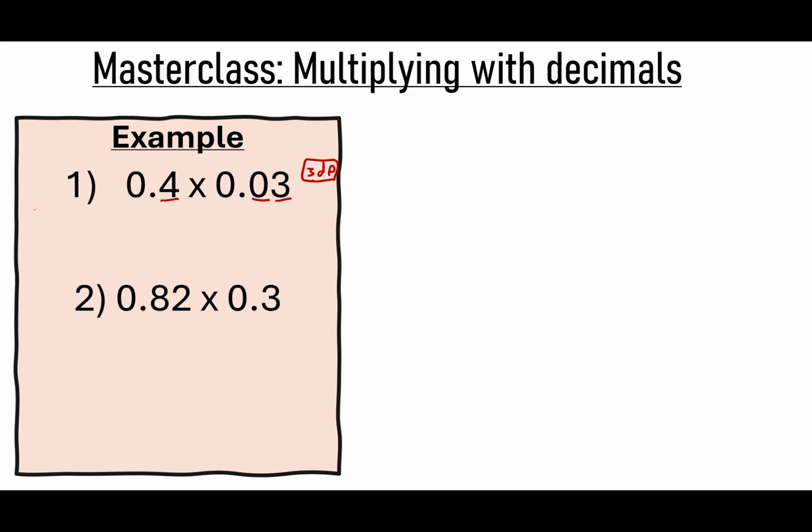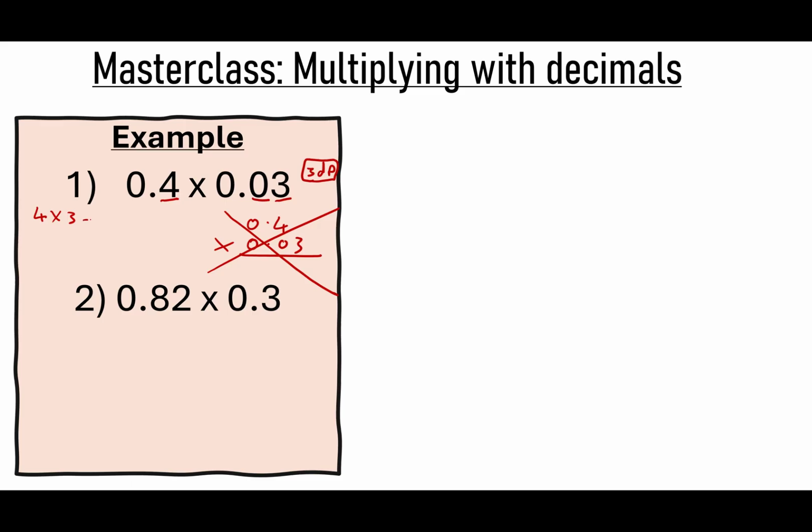So then we always multiply without the decimal. Never, ever multiply with a decimal. If you start to do this using column method, you will get it wrong. So don't do that. Okay, I want you to just multiply without the decimal.